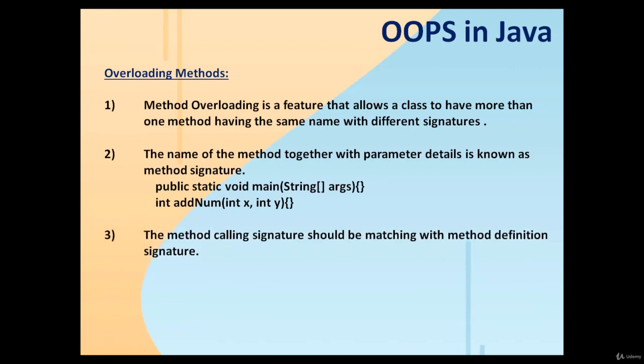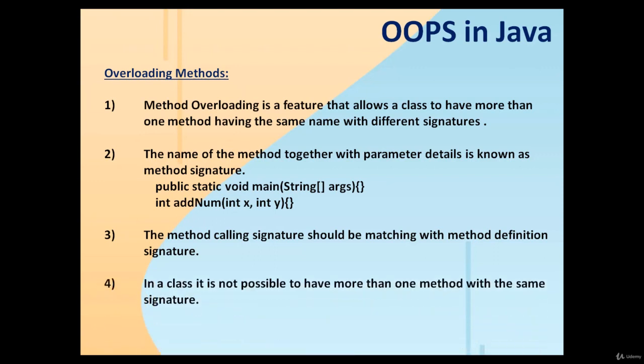Regarding the method calling signature, a method involves two things: one is the method definition, what that method has to do, and the other is method calling. Whenever a method is called, only then will it get executed. So the method calling signature should match the method definition signature. And in a class, it is not possible to have more than one method with the same signature.